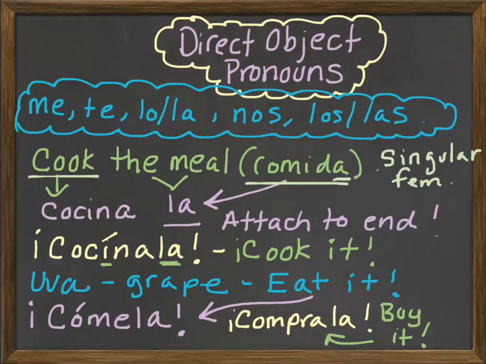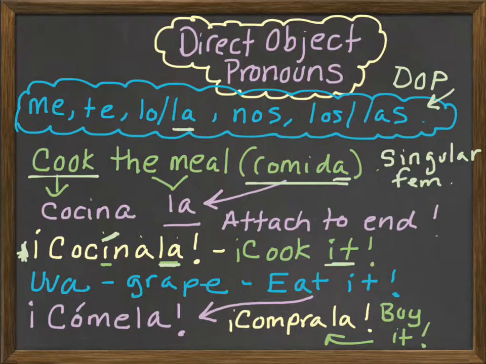Up here, here's all your direct object pronouns, right here in this blue cloud. Which one is singular and feminine? Well, it's right here, la. So if I want to say cook it, you have to attach la to the end of your command. You get cocinala. So here's your la, and you've attached it. You need to count three vowels back: 1, 2, 3, and there's your accent mark. And that means cook it.